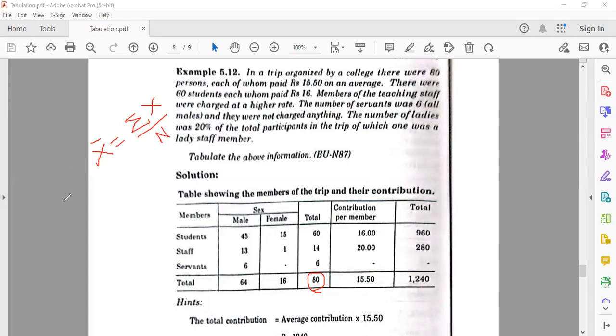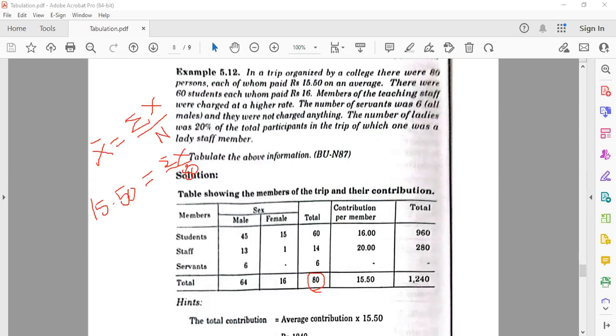Now it is given here the average value is 15.50. But we know that the total count is 80, so it is divided by 80. So sigma x I want to calculate. So how to calculate sigma x? Cross multiply that. If I cross multiply, automatically I can find out the value. So this is how the calculation is done.